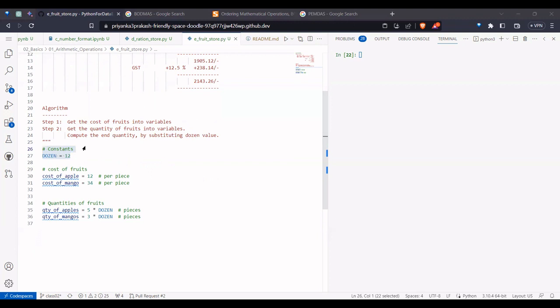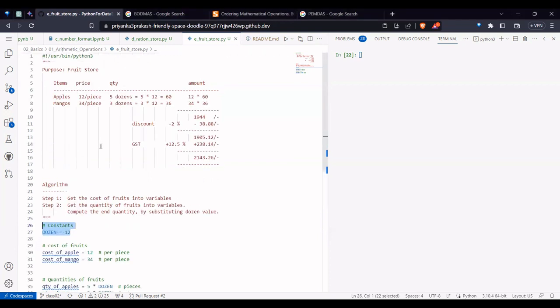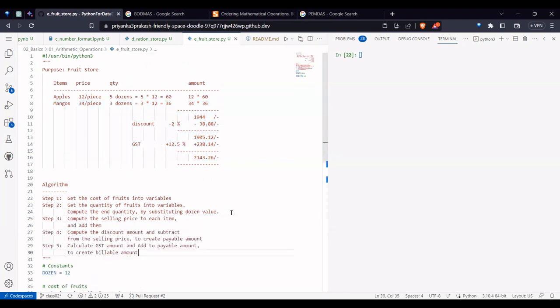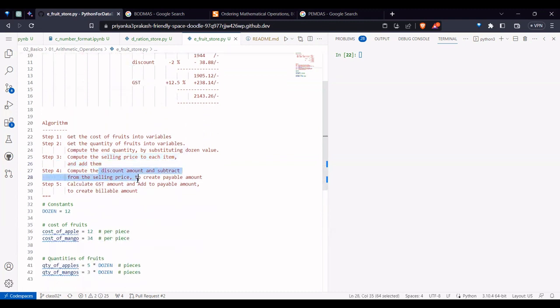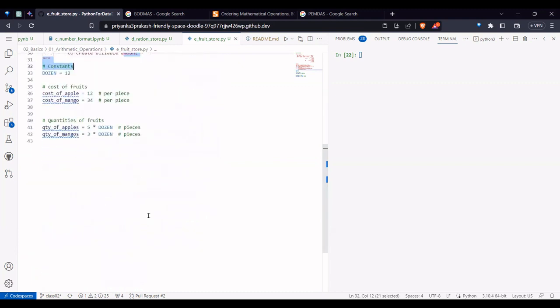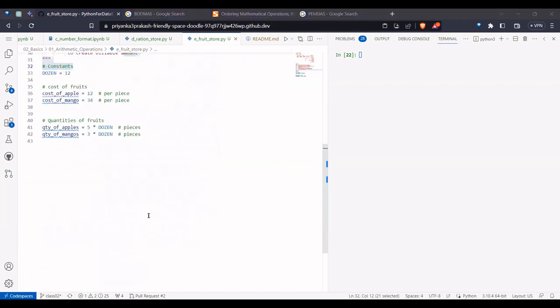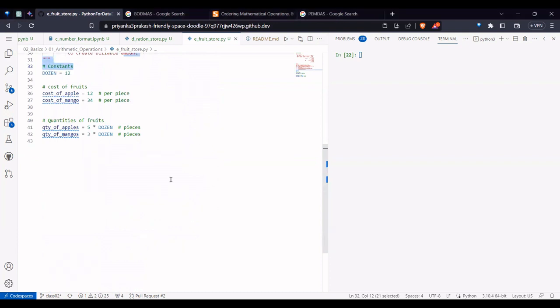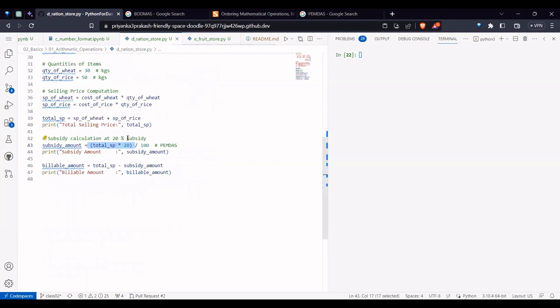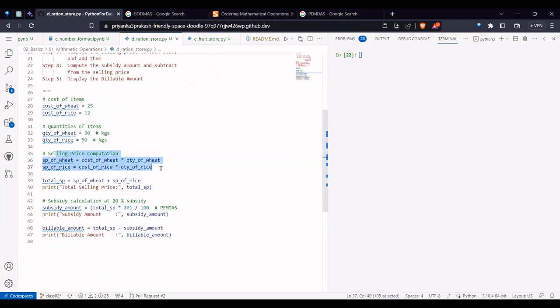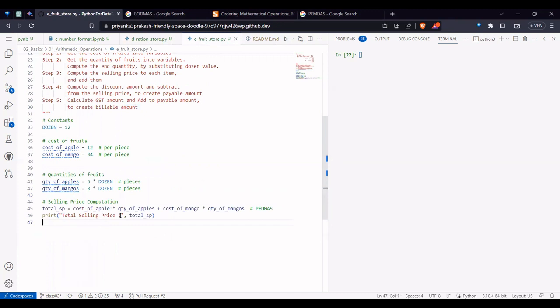Next, what are the next steps I need to do after getting it? With this, I got the quantities. Next, I need to multiply these quantities and get the discount. For that, I need to compute the selling price of each of them and add them. After doing that, I need to apply the discount and the GST. Now, how do I get the selling price? Selling price means cost into quantity. Earlier, in the previous example, I created individual selling prices and subsequently added the results. Rather, I can do it all in one shot.